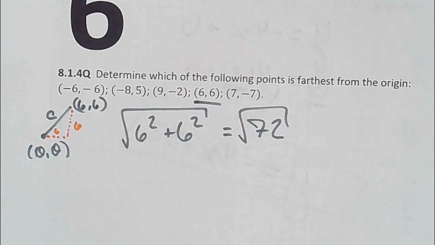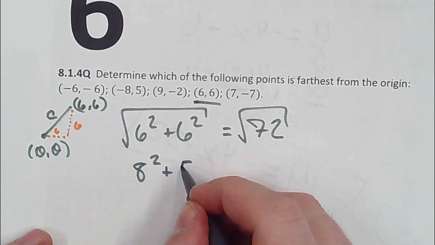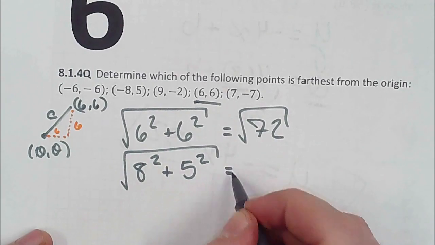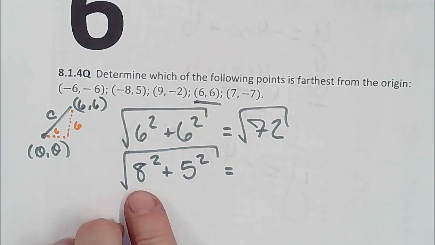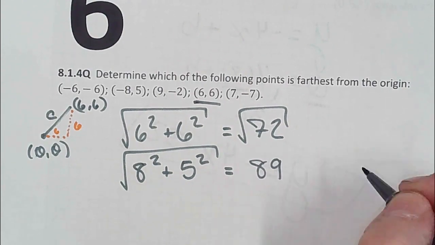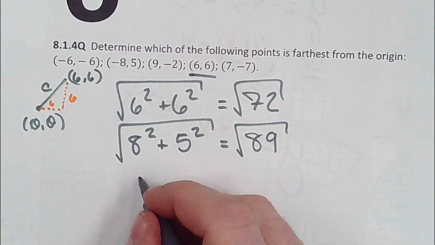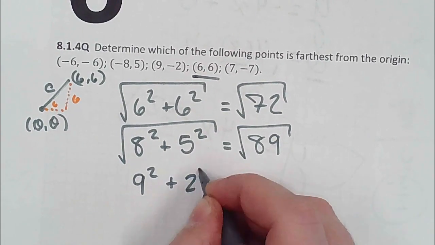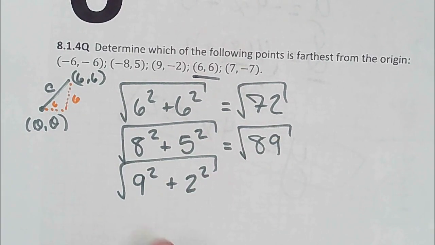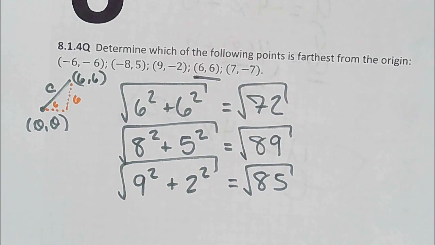So to find the distance between any of these points and the origin, it's pretty easy. -8 is 8 away. 5 is 5 away. So we do Pythag. 64 and 25 is going to get us 89. So that's clearly further away, root 89. 9 and -2, you might think it's going to be further away, but it's not. Because while that's 81, this is only 4. So we're going to get root 85, which is clearly smaller than root 89.